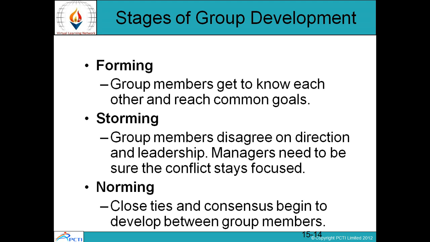In the storming stage, group members disagree on direction and leadership. It may be possible that group members disagree on direction and leadership, and managers need to be sure the conflict stays focused. Now it is the key responsibility of the manager to resolve any sort of conflict which arises because of the disagreements between the group members and the leaders.